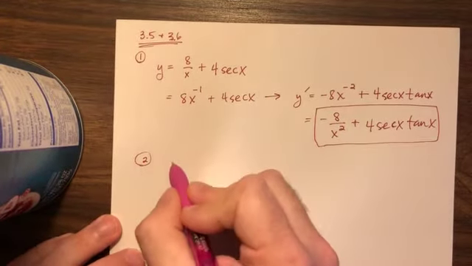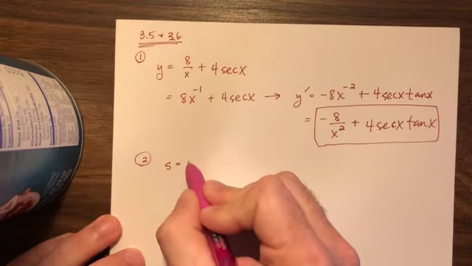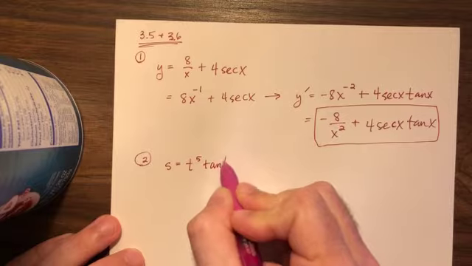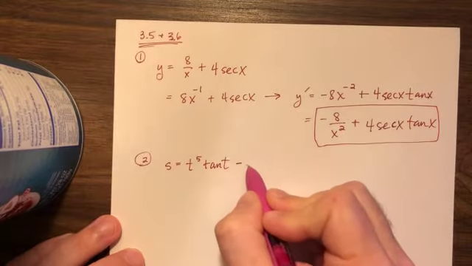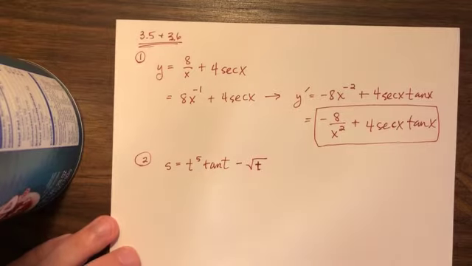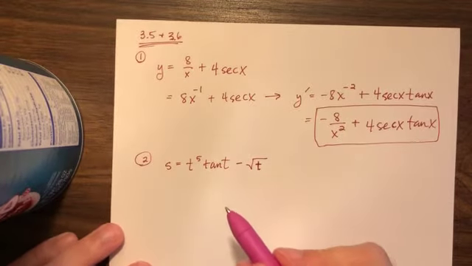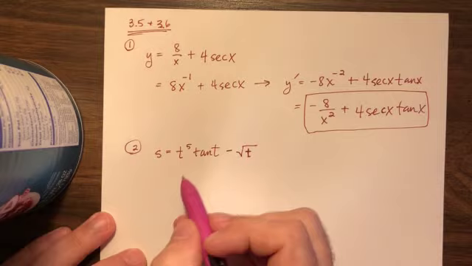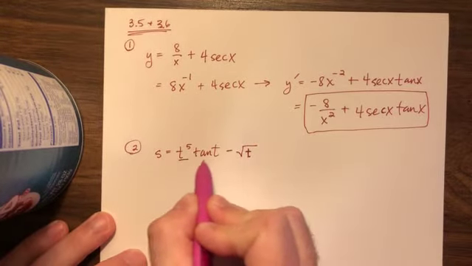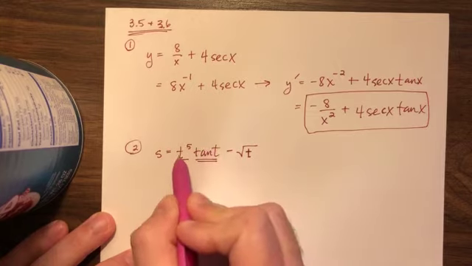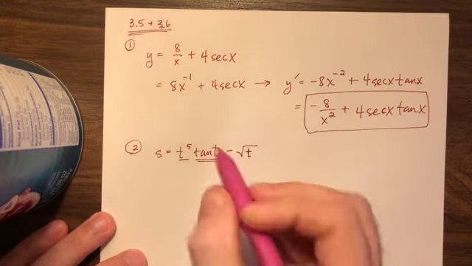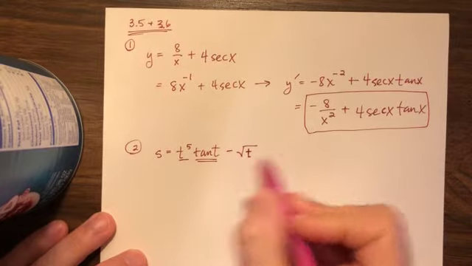All right, number 2. We're looking at things with t as the independent variable. And I don't like using t, but it stands for time, and time is very often the independent variable in physics problems, so I guess I'll just have to get over it. So here we have product rule, because we have t to the 5th, it's a letter, times a trig function.